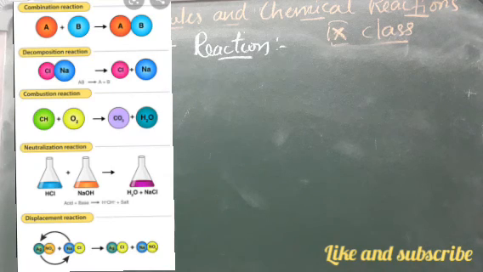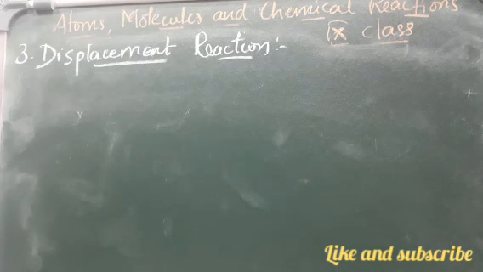So what is the displacement reaction? This is the third type of chemical reaction. In this displacement reaction, what is going to happen? The strong ion is going to replace the weak ion. What is happening here? The more reactive element is going to take the place of the weak reactive element.